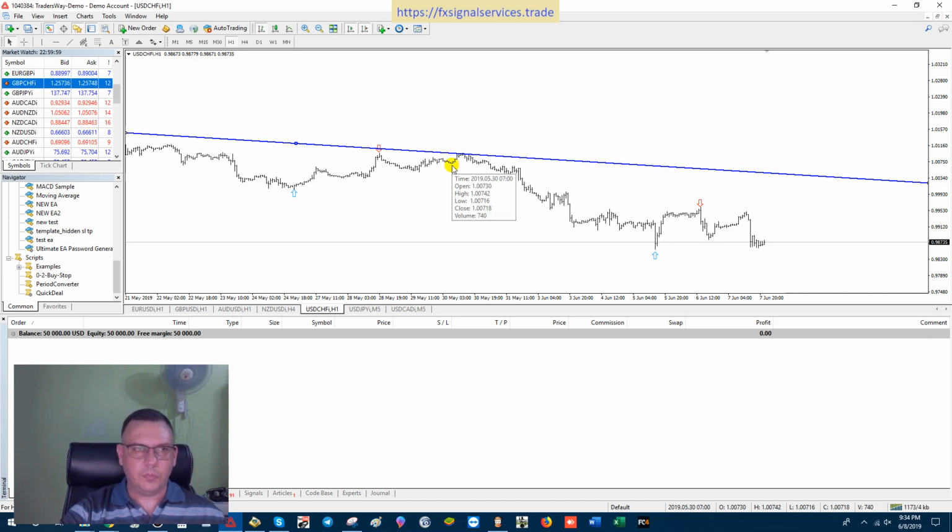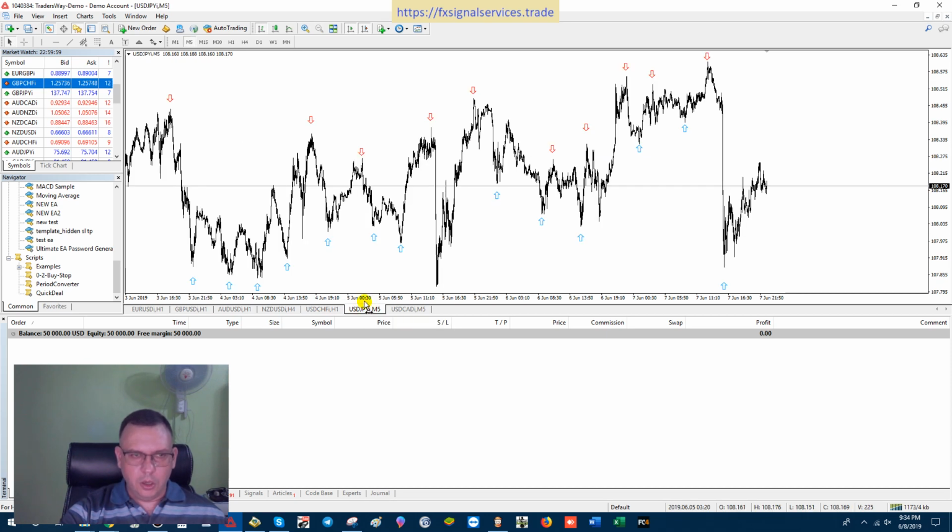Okay, so moving on to USD JPY, we see mostly a ranging market here. Okay, moving in a sideways fashion, a lot of ups and downs, and that's good for scalping, really. And this is on a 5-minute chart, so this is an excellent setup right here for scalping.